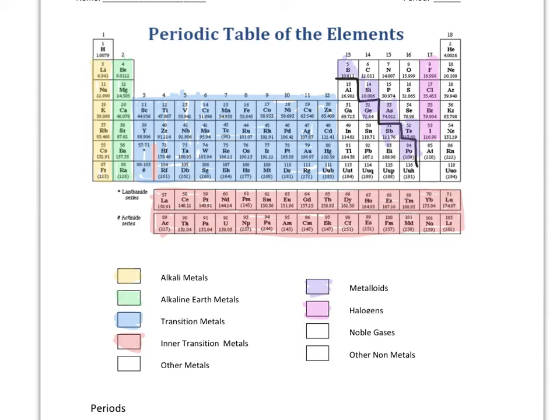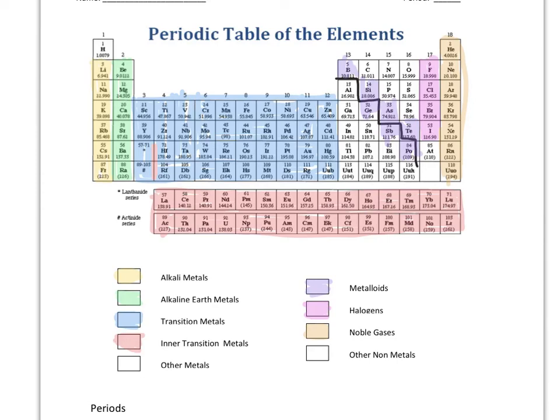Okay, let's go with orange next. Let's do the noble gases. The noble gases are the last group on the periodic table, group 18, right here: helium, neon, argon, krypton, xenon, radon.